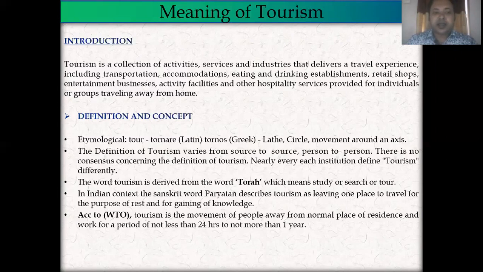The etymological view of tourism: tornare is a Latin word, tornos is a Greek word, and it refers to a circular movement around an axis. The definition of tourism varies from person to person, but the internationally authorized organization of tourism, UNWTO, the United Nations World Tourism Organization, defines tourism as when a person stays outside their usual environment for not less than 24 hours and not more than 1 year.